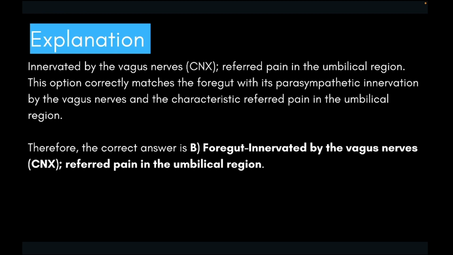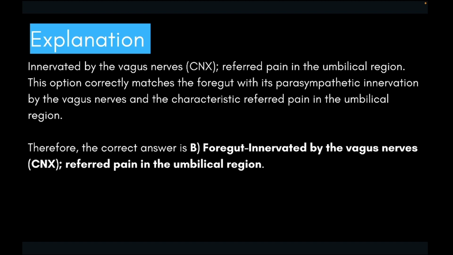Innervated by the vagus nerve, cranial nerve 10, referred pain in the umbilical region. This option correctly matches the foregut with its parasympathetic innervation by the vagus nerves and characteristic referred pain in the umbilical region. Therefore, the correct answer is B, foregut innervated by the vagus nerve, cranial nerve 10, referred pain in the umbilical region. This one is basically just a recall-based question.